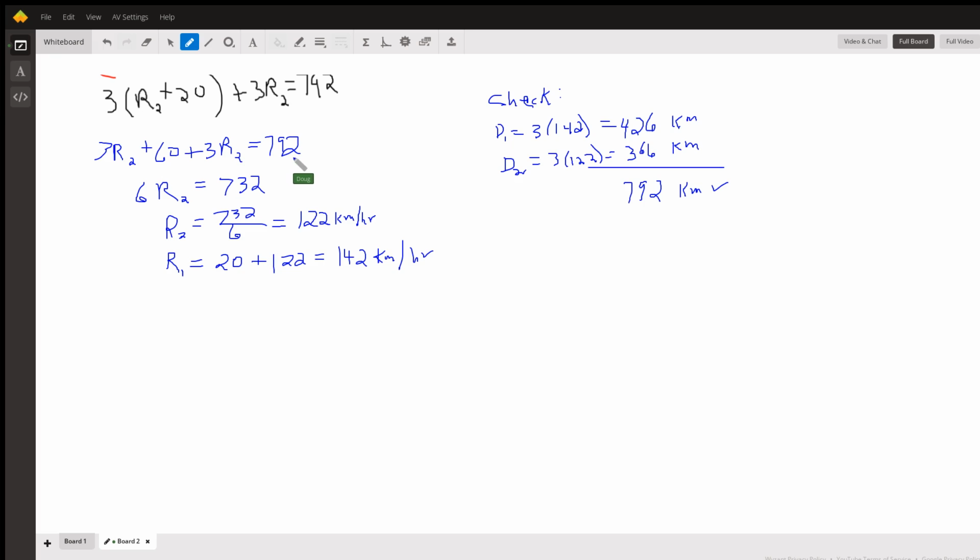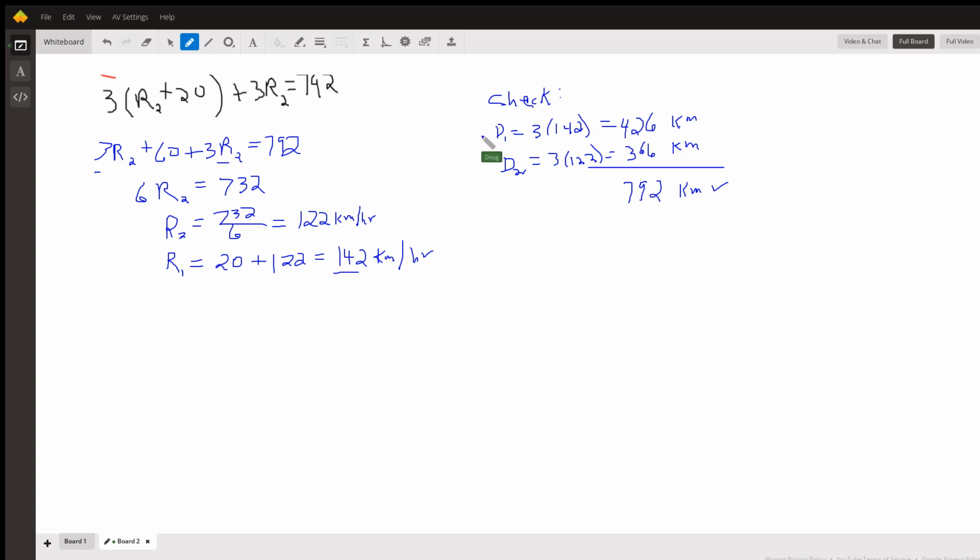Subtract 60 from both sides. Combine the 3r sub 2's. Divide by 6, and there's the rate of the slower train, 122 kilometers per hour. And we know that the rate of the faster train is 20 more kilometers per hour than the slower train. So there's the faster train.